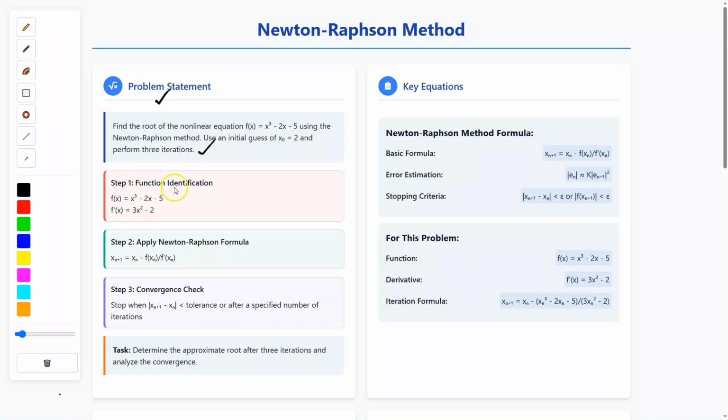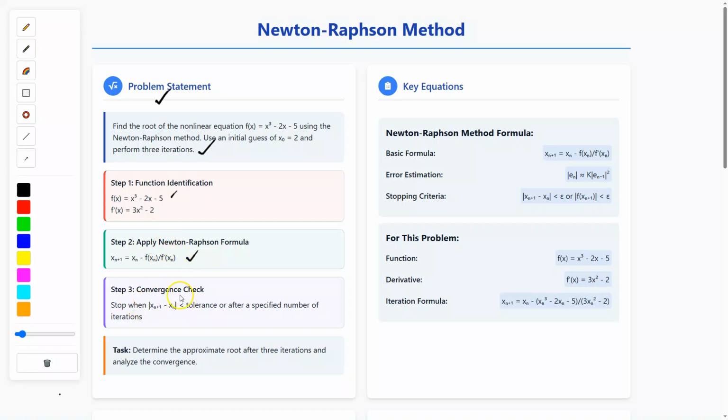Now step 1, function identification. The function here is x^3 - 2x - 5. For the Newton-Raphson method we need f'(x), the derivative of the function, that is 3x^2 - 2. Now here is the Newton-Raphson method: x_{n+1} = x_n - f(x_n) / f'(x_n).